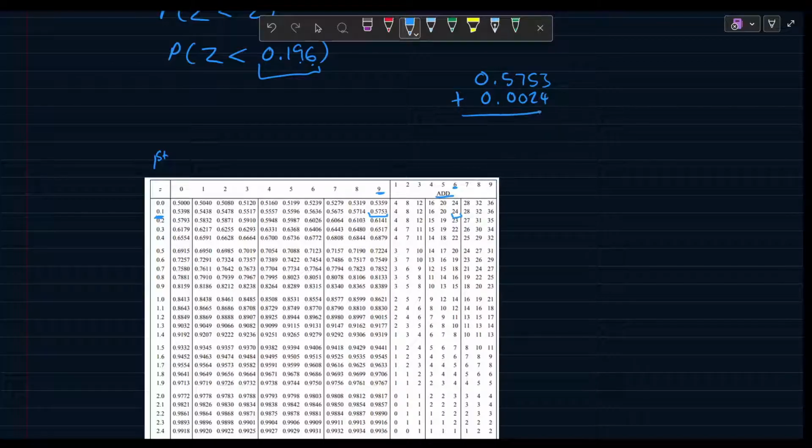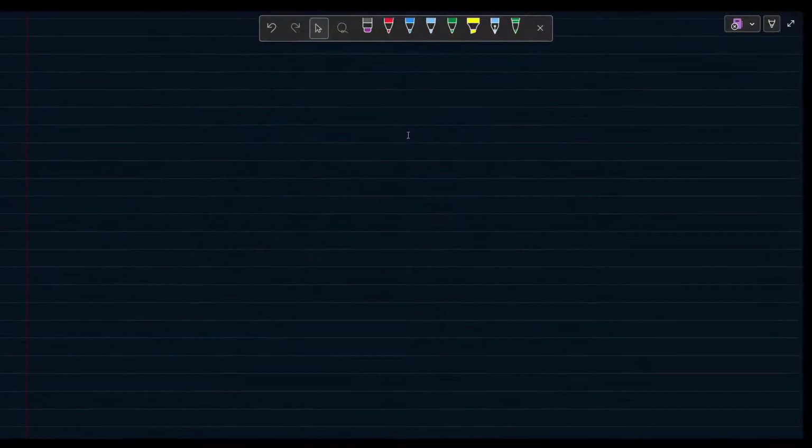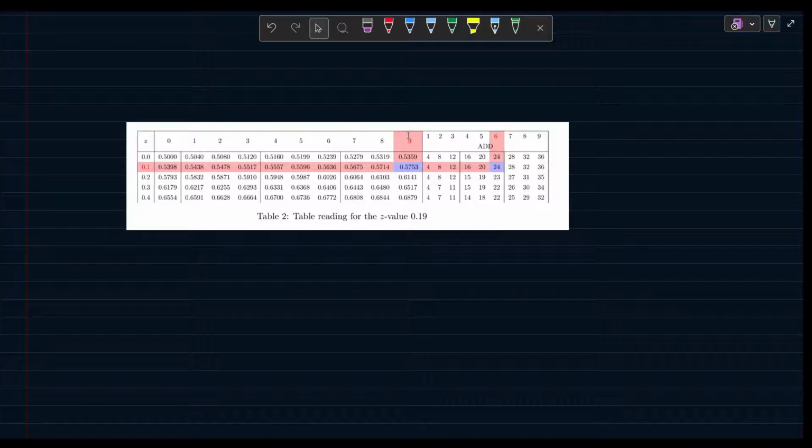Okay, and if we simplify that, this is going to be 0.5777. You get that for a Z value of 0.196, the probability is equal to 0.5777. And below I've got a diagram where you can clearly see how we go about it.